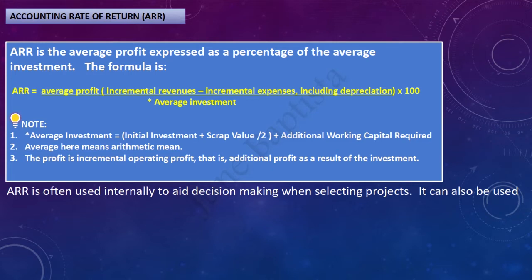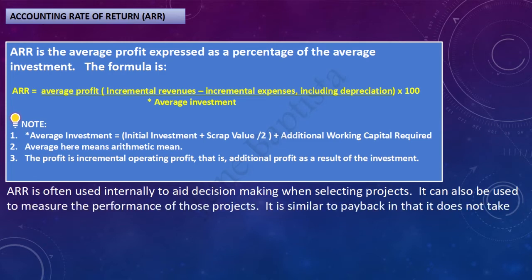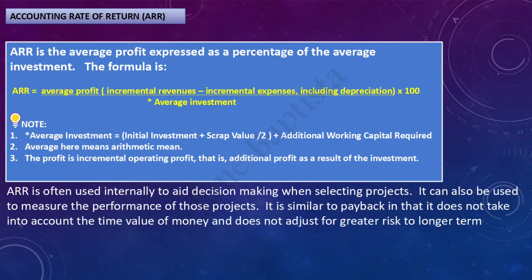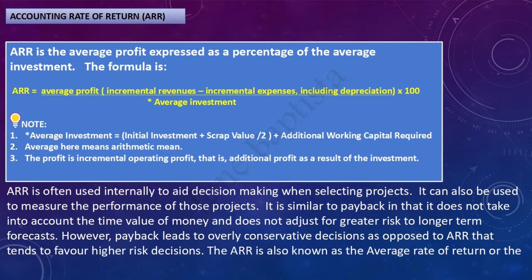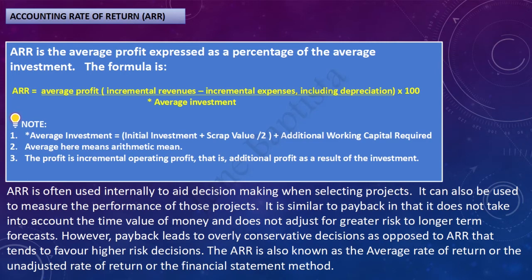ARR is often used internally to aid decision-making when selecting projects. It can also be used to measure the performance of those projects. It is similar to payback in that it does not take into account the time value of money and does not adjust for greater risk to longer-term forecasts. However, payback leads to overly conservative decisions as opposed to ARR that tends to favor higher risk decisions. The ARR is also known as the average rate of return, or the unadjusted rate of return, or the financial statement method.